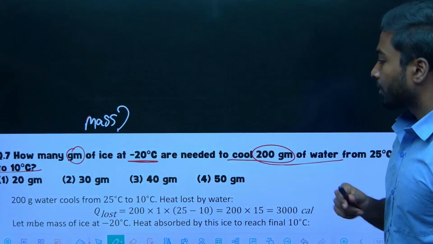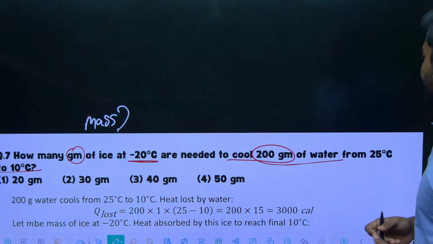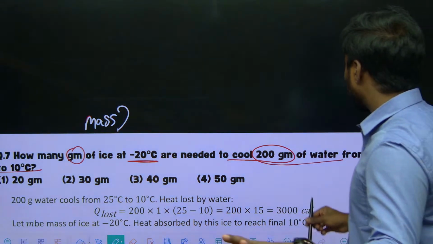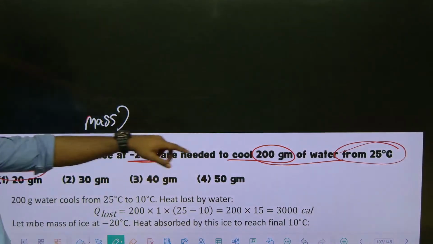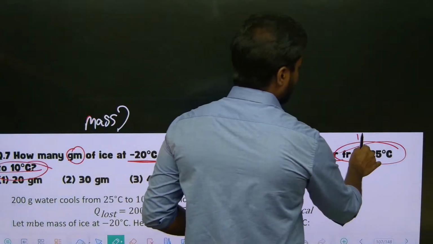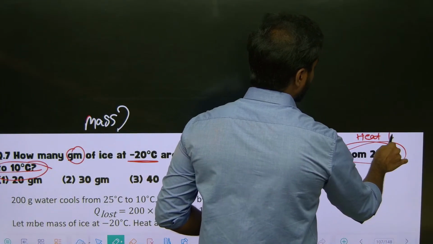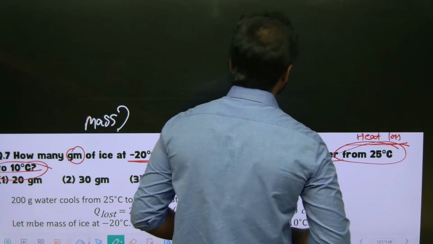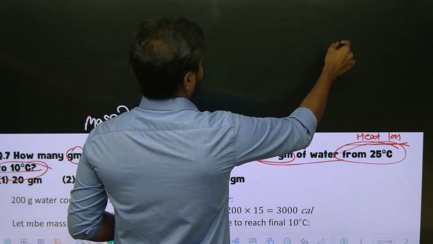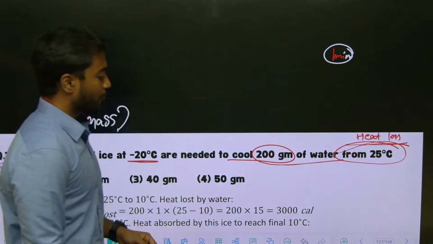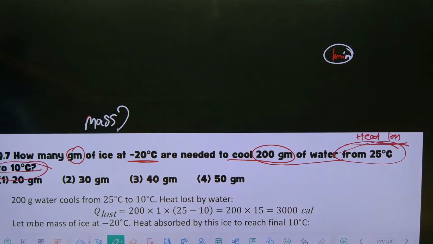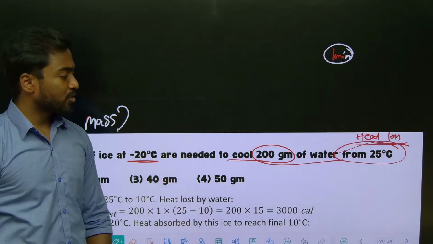If you see here, they have given 200 gram of water and it's from 25 degrees Celsius to 10 degrees Celsius, which means heat is getting lost. Heat lost. So again, 1 minute time and let's start with this question first. Who is going to give the answer? Option 1, 2, 3, 4. It's 20 gram, 30 gram, 40 gram or 50 gram. Which is the correct answer?